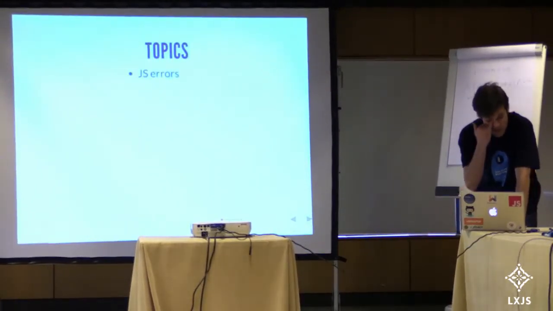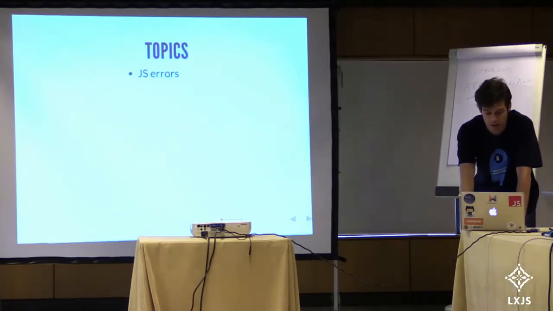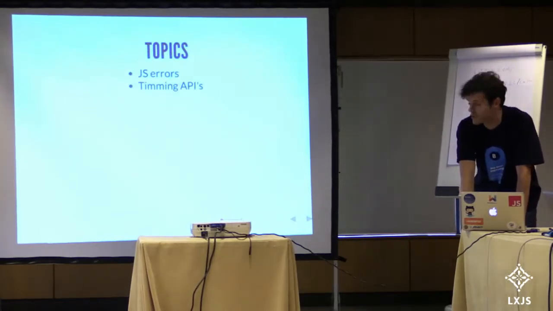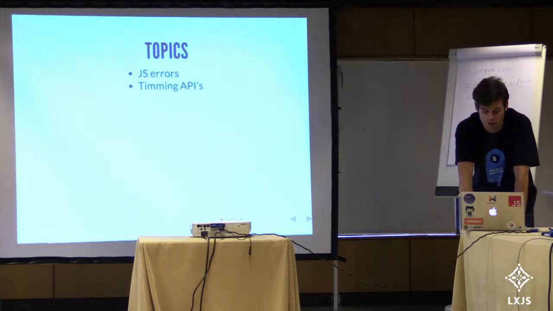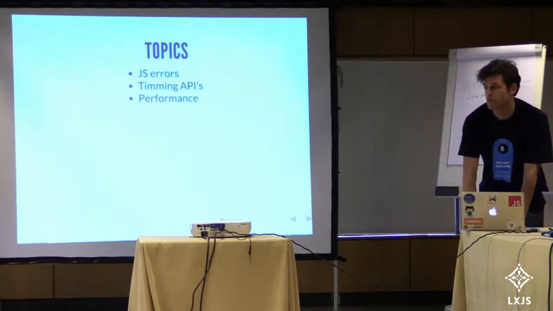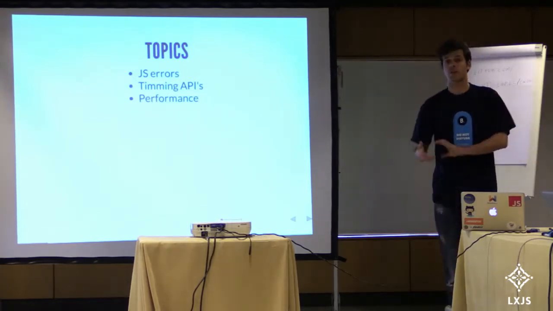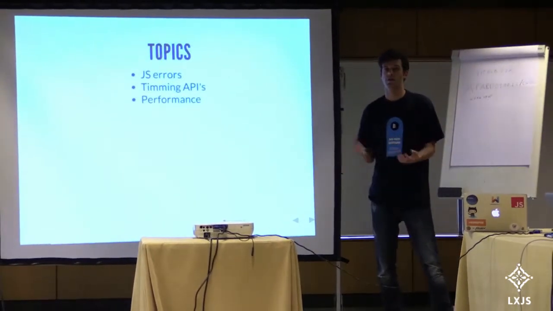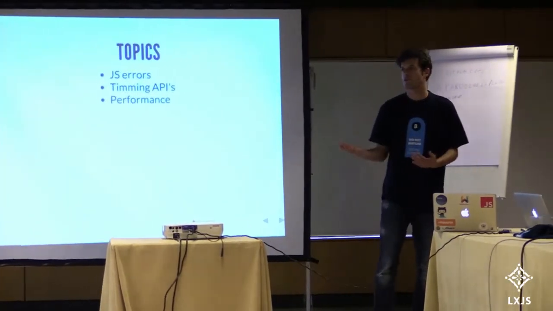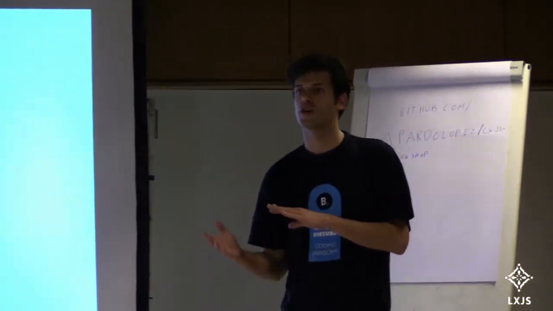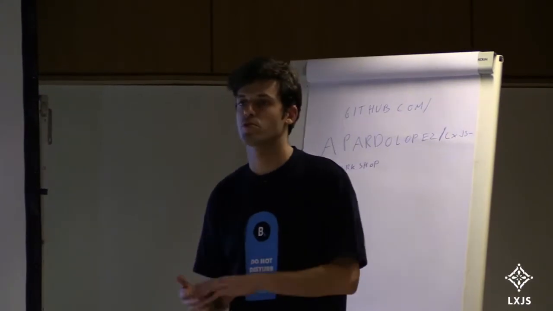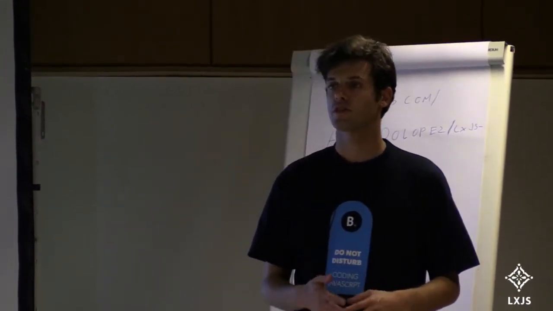So I will start by talking about JS errors, then we'll speak a little bit about timing APIs and how you use them at Booking, and a little bit about performance. I will not cover JavaScript performance topics like you should do A instead of B, it is more how can you find performance bottlenecks on your web page.